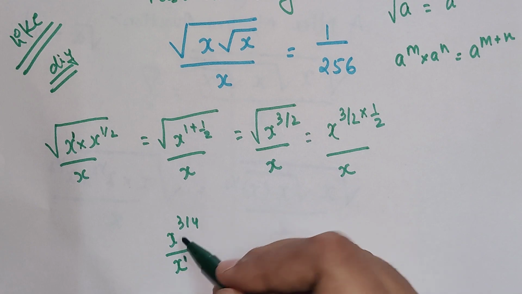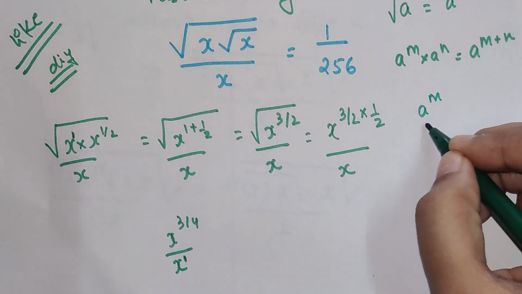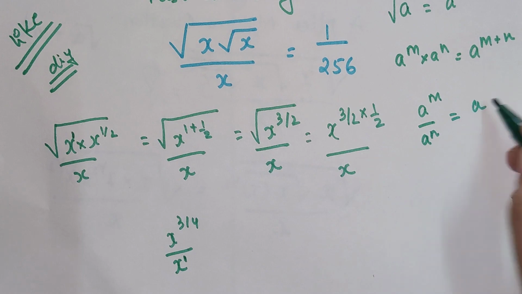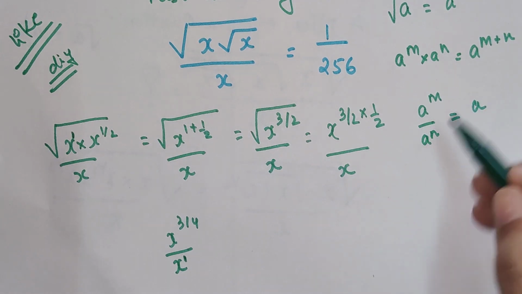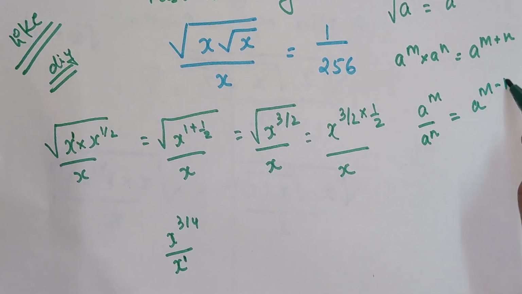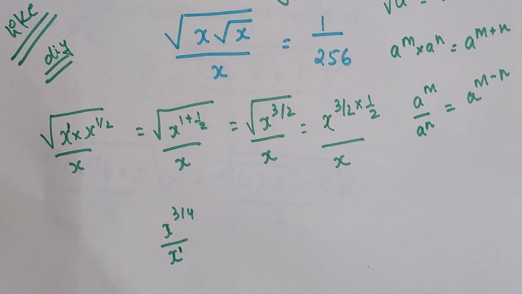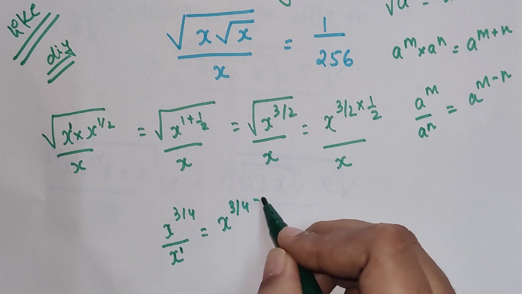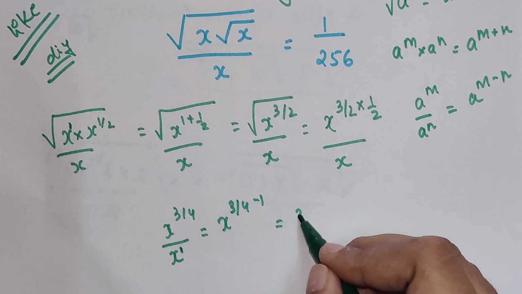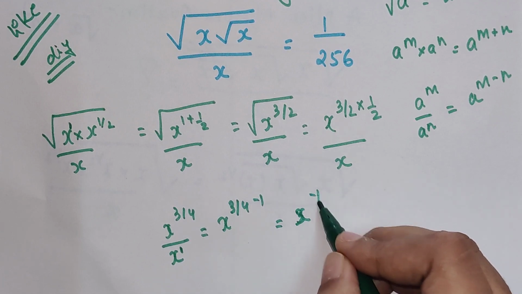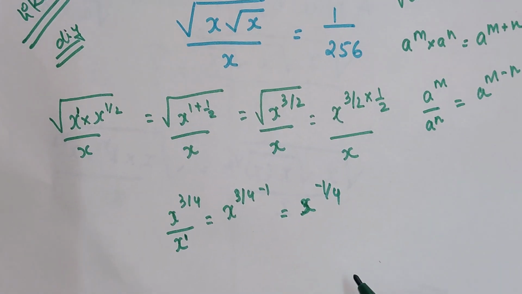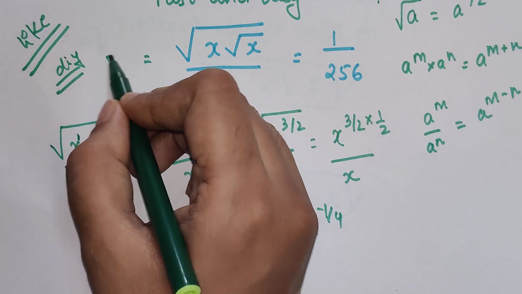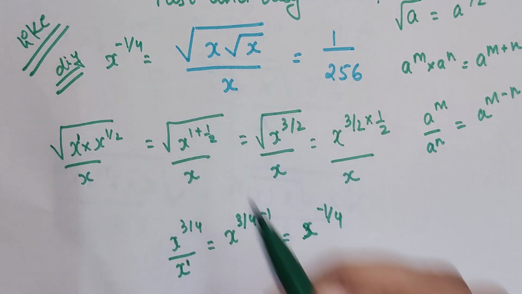So now we basically have this in the form of a raised to m divided by a raised to n. When you have something like this with the same base but different index, you can just subtract the index. So this now becomes x raised to 3 by 4 minus 1. So that gets you x raised to minus 1 by 4. So basically now I can say this entire value is coming out to be x raised to minus 1 by 4.